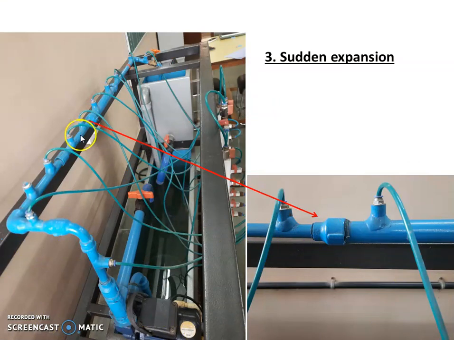Similarly, this is the sudden expansion, wherein we can see that there is a pipe of smaller diameter and this is the pipe of larger diameter. So, here there is sudden expansion and we need to find out the head loss coefficient due to sudden expansion of the pipe. So, this is the entry point and this is the exit point. The first point is connected to the left limb of the manometer and the second point is connected to the right limb of the manometer.